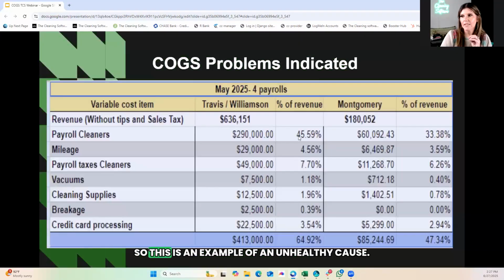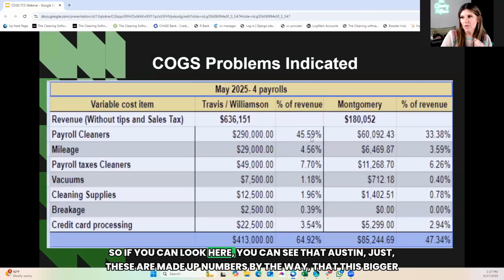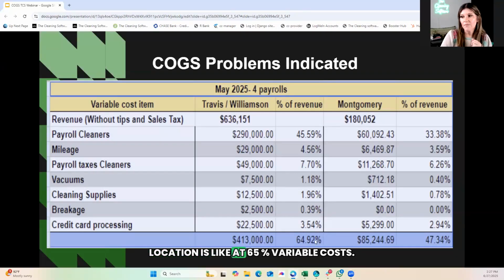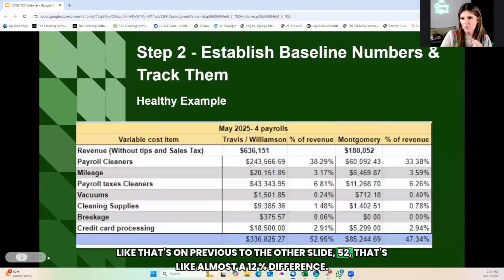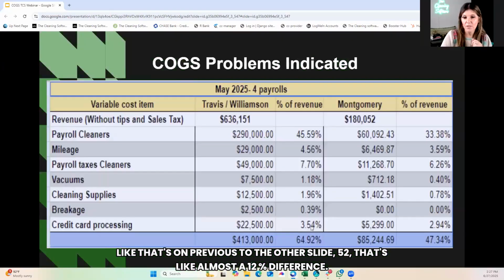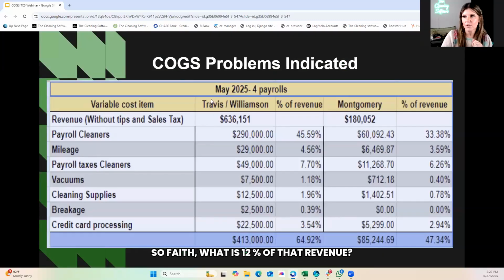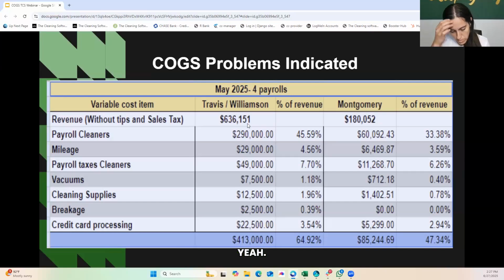So, this is an example of an unhealthy COG. If you look here, you can see that Austin, these are made up numbers, by the way, this bigger location is at 65% variable costs. Compared to the previous slide, 52, that's almost a 12% difference. Faith, what is 12% of that revenue? At the 636, yeah, 12% would be 76,000.